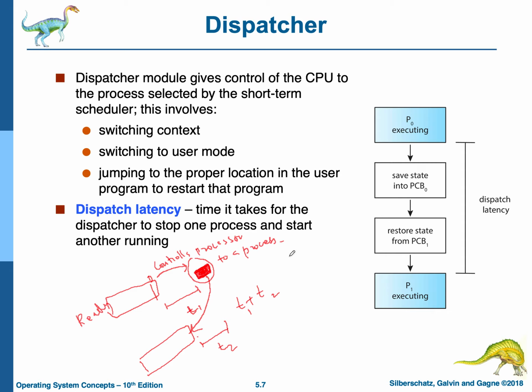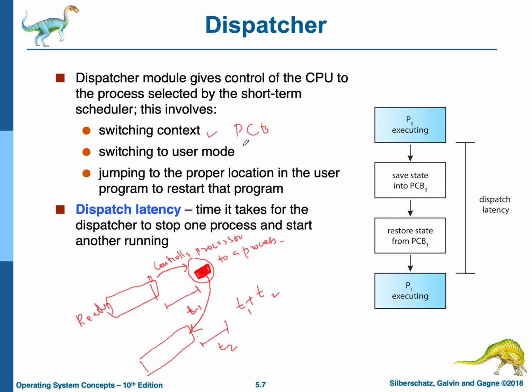So a dispatcher module gives control of the CPU to the process selected by the short-term scheduler. This involves context switching. As we have already seen how context switching works, in processes it is the PCB which helps to switch the context from one process to another. For your reminder, we have seen this in chapter 3. You can go to chapter 3 to see what a PCB is.